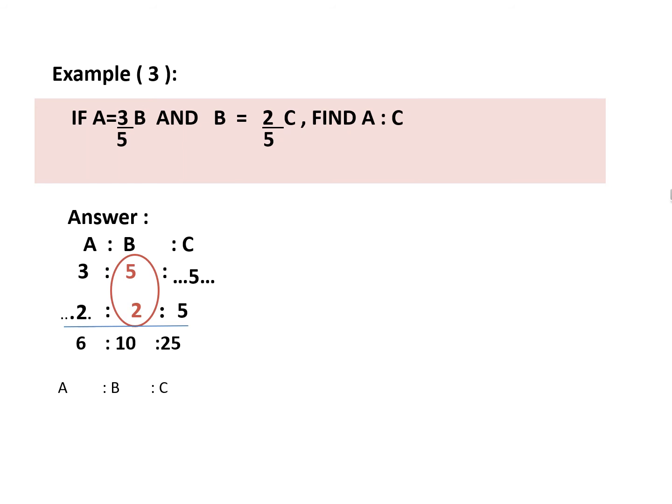If I want to get A to C, A equals 6, C equals 25. Don't forget we have to take the result from down. A down equals 6, B down equals 10, C down equals 25. So when we write A to C equals 6 to 25. 6 to 25, it's the simplest form, yes. You have to check the ratio has to be in the simplest form.